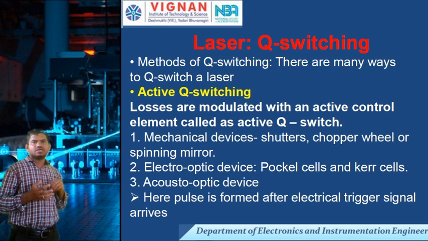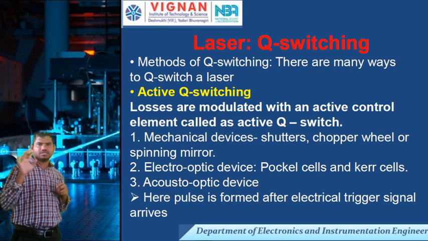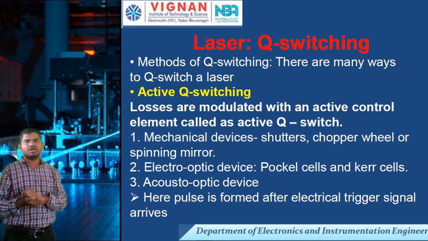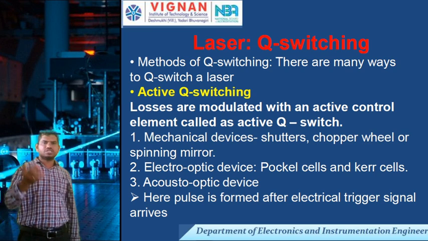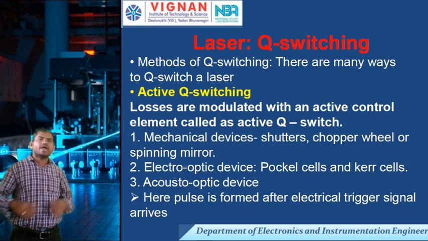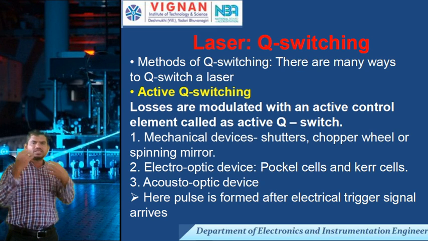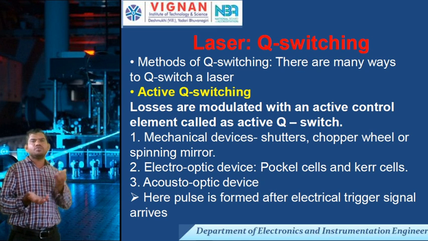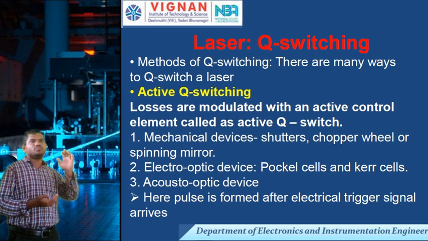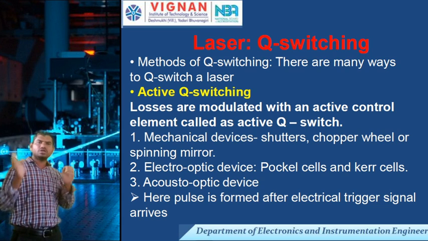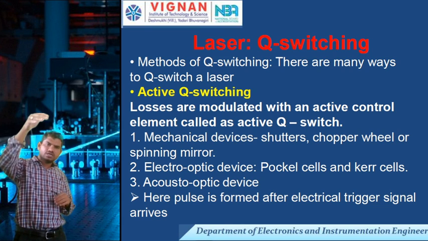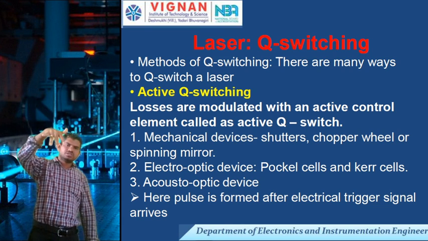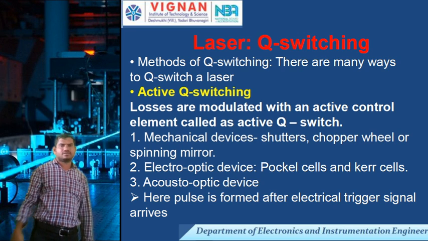We have to minimize those losses. That technique, minimizing the losses, is nothing but active Q switching. What are the components, and how are we minimizing the losses? By modulating the losses. There are three ways for the modulation purpose.